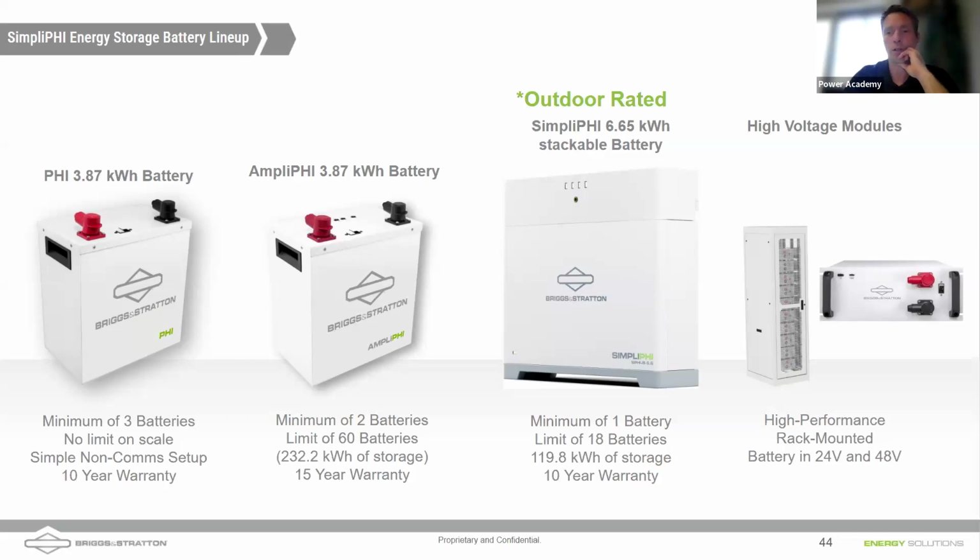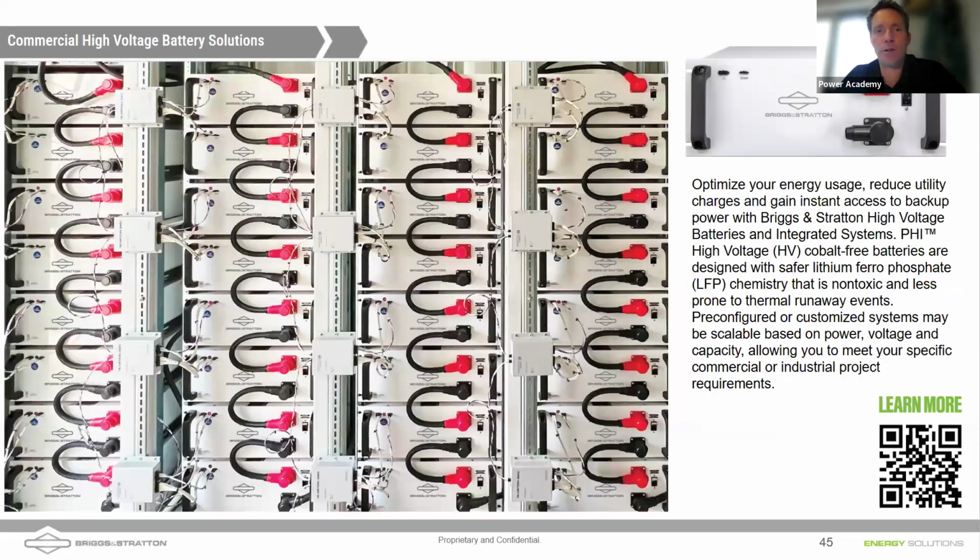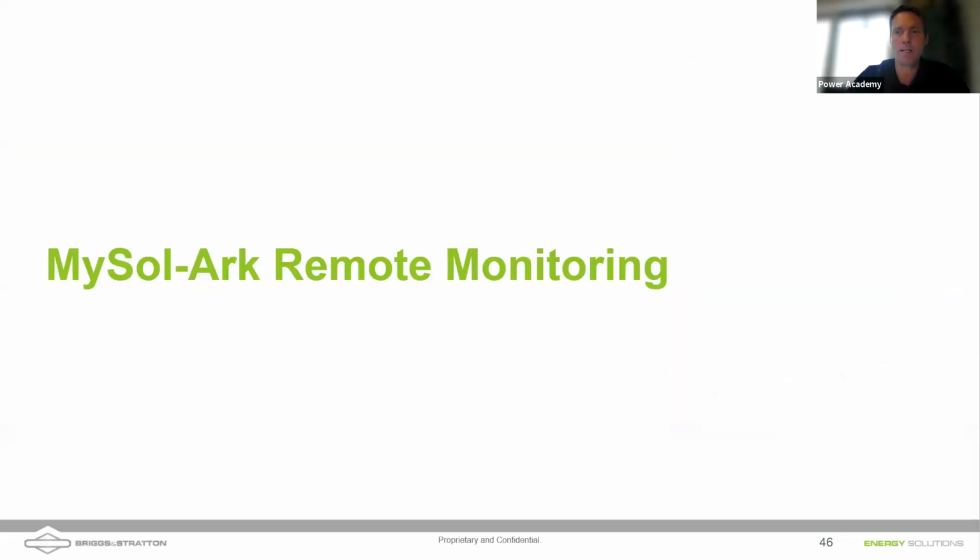We also, if you're interested in commercial projects, have a whole line of high voltage batteries. These can go up to 1200 volts. And this is for our commercial projects. So here's an example of that on the screen. If you do have a commercial battery project where you're looking at doing high voltage batteries, we have options and we have a team that can assist you. So if you have some questions on that, feel free to reach out to Daniel and me. You will be getting a follow-up email with all of these slides.